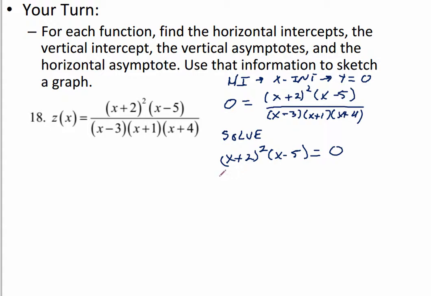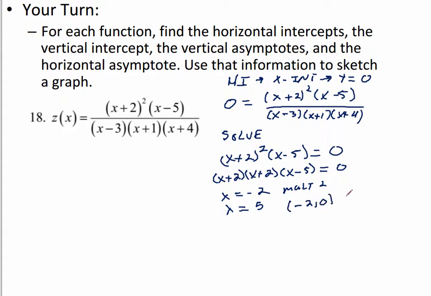So this (x plus 2) quantity squared, remember what that is, that's (x plus 2) times (x plus 2). So we have a root of multiplicity 2 at that point, and that's times what? (x minus 5), which is equal to 0, okay? So this gives me that x is equal to negative 2 with a multiplicity of 2. And then we also get x is equal to 5, okay? So those, remember, those are the zeros. We need to write those as intercepts. As intercepts, that's (negative 2, 0) and (5, 0). All right, great. So that took care of the horizontal intercepts.